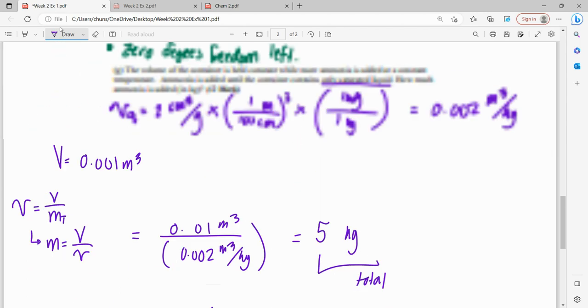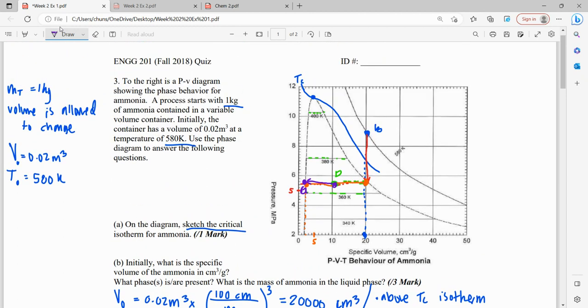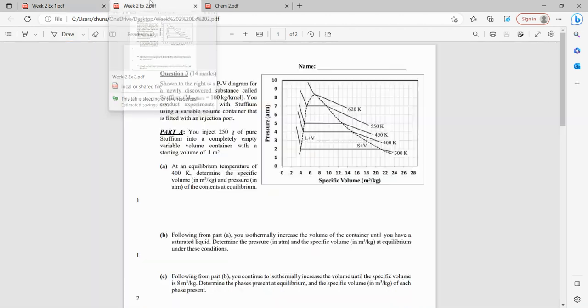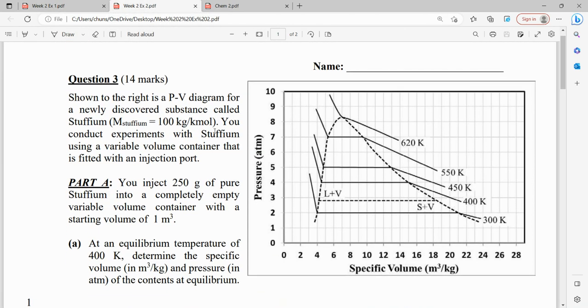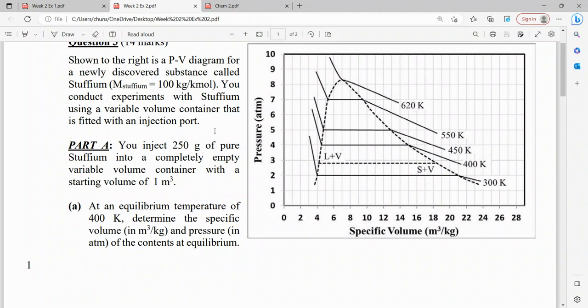Okay, so that is our first problem done. So let's apply some of our same rules that we learned to a second example. Shown to the right is a PV diagram for a newly discovered substance called stuffium. You conduct experiments with stuffium using a variable volume container that is fitted with an injection port. If you inject 250 grams of pure stuffium into a completely empty volume container with a starting volume of 1 meter cubed, determine the specific volume at 400 Kelvin.